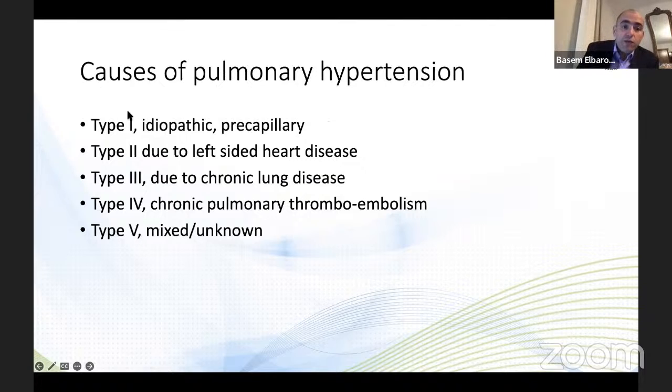5 types. The first type is type 1 pulmonary arterial hypertension, idiopathic. You also hear the term precapillary hypertension. Type 2 is due to left-sided heart disease. Any cause of elevated pressures in the left side will cause elevated pressures in the right side. We'll talk about that. Type 3 is due to chronic lung disease, COPD, or interstitial lung disease. That would also usually be precapillary. Type 4, patients with chronic pulmonary thromboembolism. Also usually precapillary. And then type 5 would be mixed or unknown.